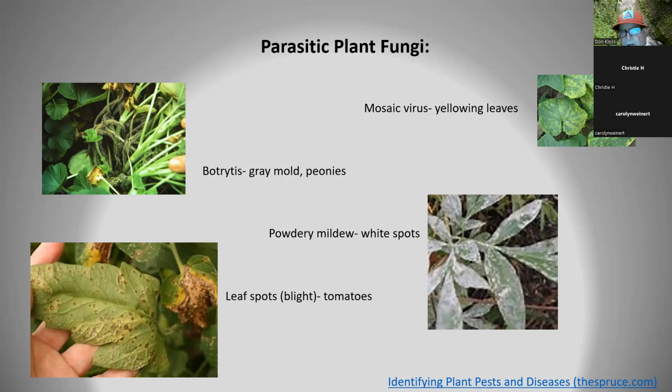For the rest of these that we're going to look at here on this page, the mosaic virus, which is the yellowing leaves, and you see it a lot on larger vegetables also. Cucumbers, squash, zucchini, pumpkin, and then the powdery mildew, which is the white spots, and then the leaf spots, which typically are on tomatoes, which are called blight. You're supposed to treat those with a powder when they're young, to prevent those.